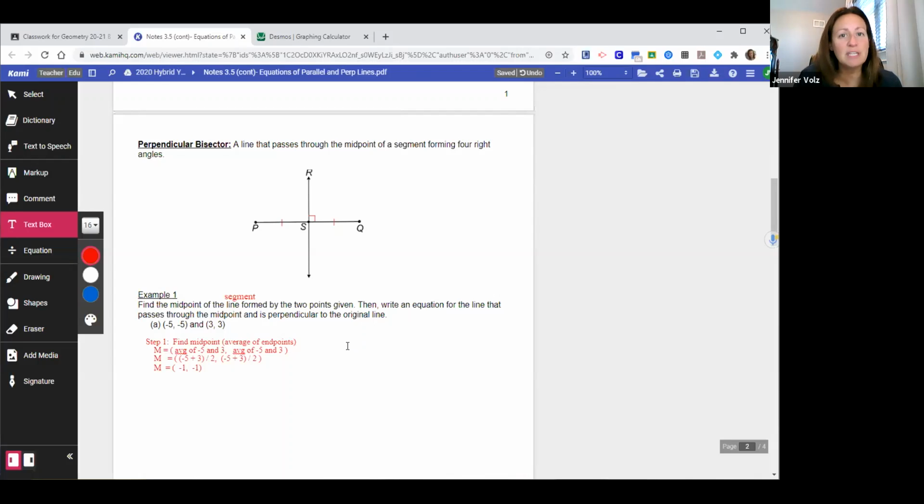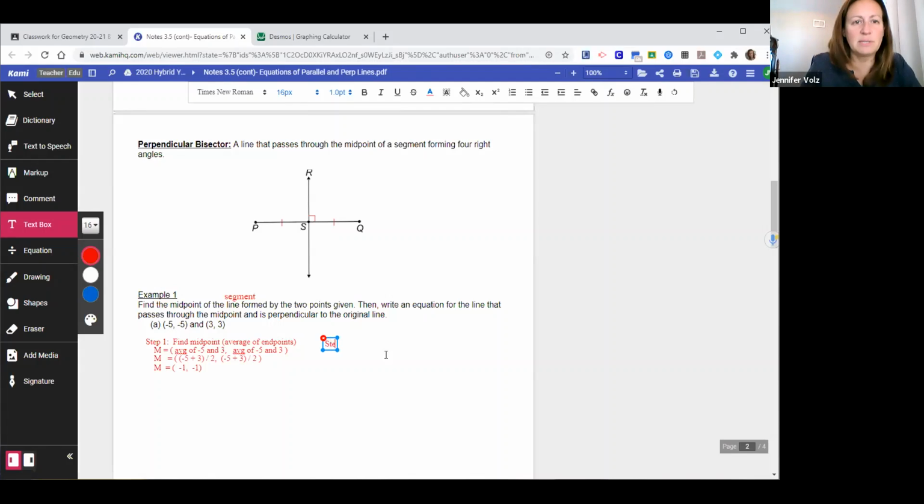Now, we were not given the equation of the original line so that we could take the slope and find a perpendicular slope from it. We were given points. So the next step here, step 2, is to find the slope of the original line so that we can find the slope of our line that's perpendicular to it. So step 2, find slope of the original line.